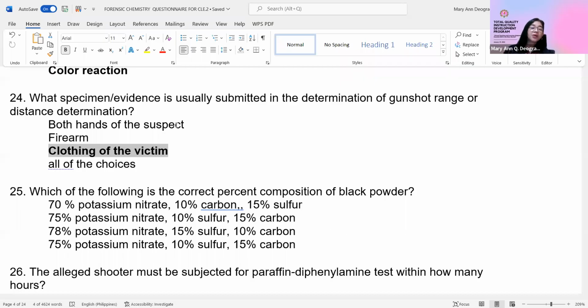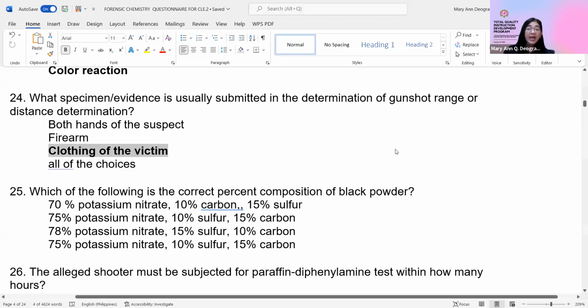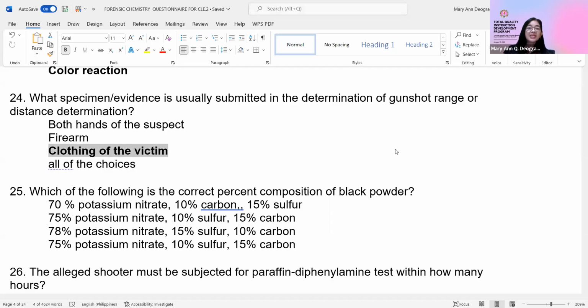So sabi ko sa inyo, how about if the victim is unclothed? Ano isasubmit natin? Ano isasubmit natin dyan? Halimbawa, hindi nakadamit yung victim natin. Ano ang i-examine dyan? It's the body of the victim mismo. Okay, it's the body of the victim.